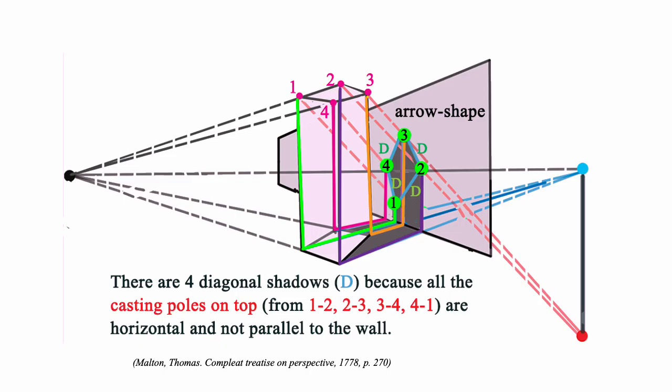This is a box near a wall, and it's front-lit, so the pseudo-sun is down here, and the shadow vanishing point is here. So we find the shadows in the usual manner, so let's look at this vertical pole. A line goes toward the shadow vanishing point until it hits the edge of the wall, and then it goes vertically up to intersect the light right here. And since these poles on top are horizontal and not parallel to the wall, they form this arrow shape.